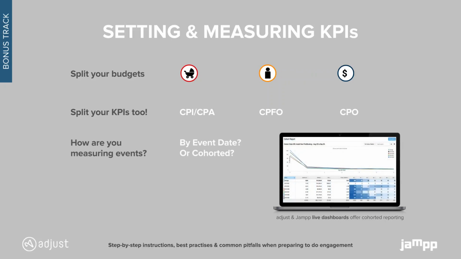Finally, it's very important that you let us know how you are measuring your KPIs. Are you measuring that cost per first order based on event date, or are you looking at cohorted data? This helps us to align 100% with your measurement goals so that everyone is on the same page. And it may seem a small point, but it's amazing that sometimes advertisers overlook this, and that can cause complications.